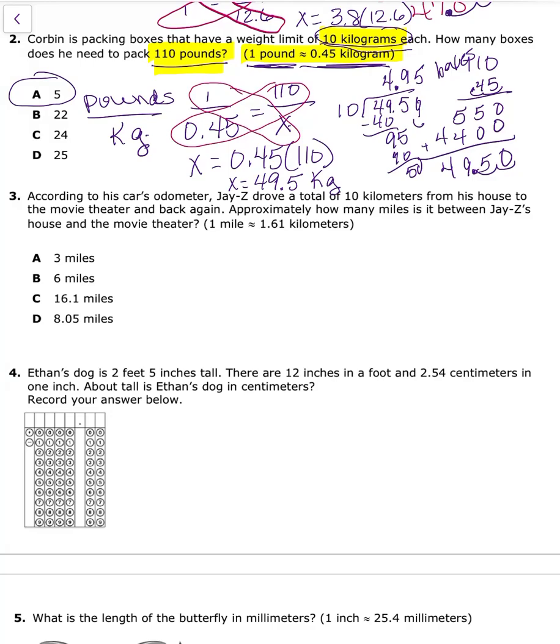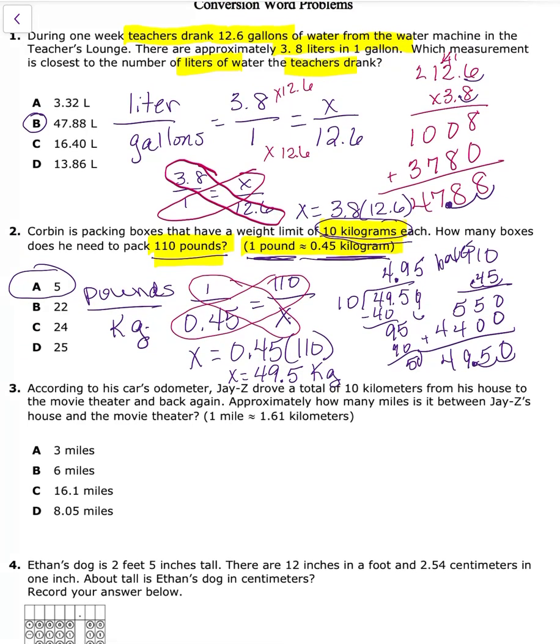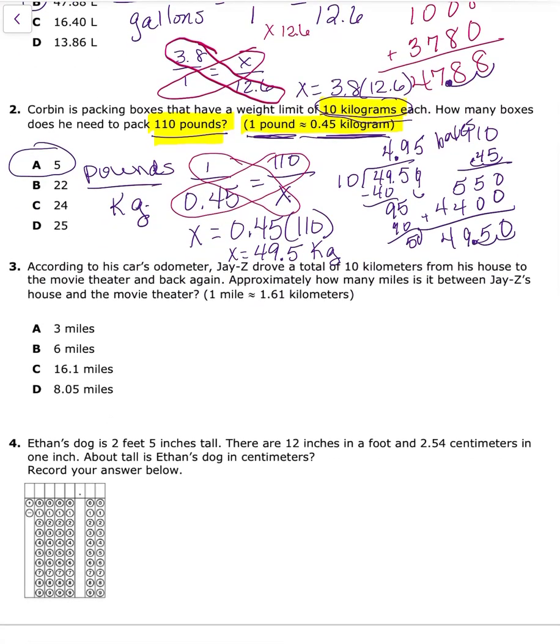Okay, so you kind of get the idea, right? You set up the proportion by what's being compared in the problem. Like number 1, it only had 1 step, but number 2 had 2 steps. So sometimes there's going to be more than 1 step that we have to do.